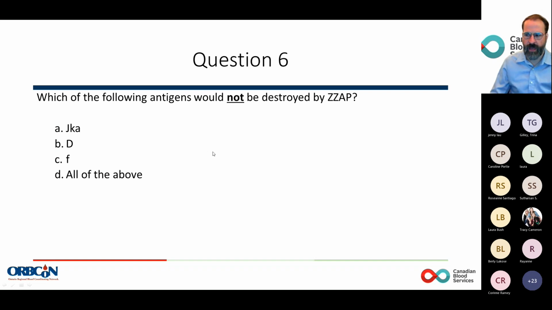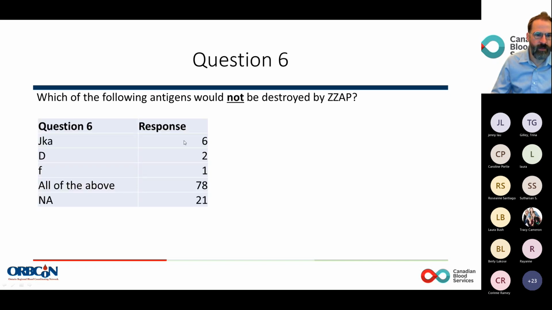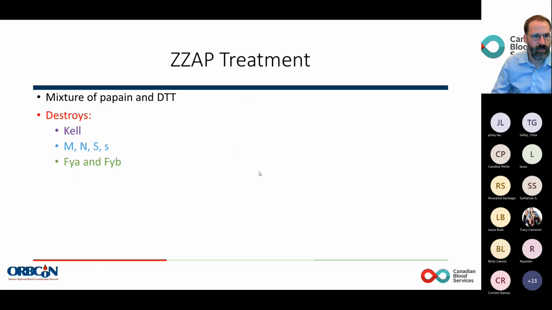Question 6, which of the following antigens would not be destroyed by ZAP? So options here being JKA, D, F, or all of the above. Again, reviewing responses here, all of the above picked by most people. A few people picking some of the other answers in there. JKA most commonly is the next one, but I think most people on track with this one.